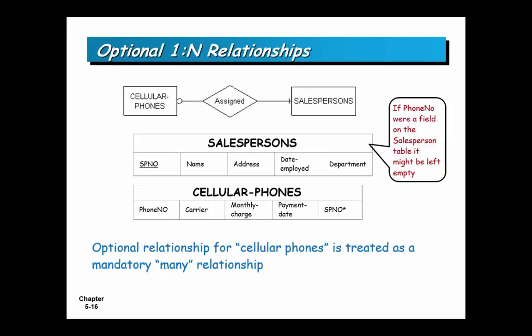So, this is like a one-to-many, right? So what do you do when you have a one-to-many? What do you do with a one-to-many relationship? It should be ingrained in your head. You put the key of the one side on the many side. So you put salesperson on cell phones. Put the key from the one side to the many side.